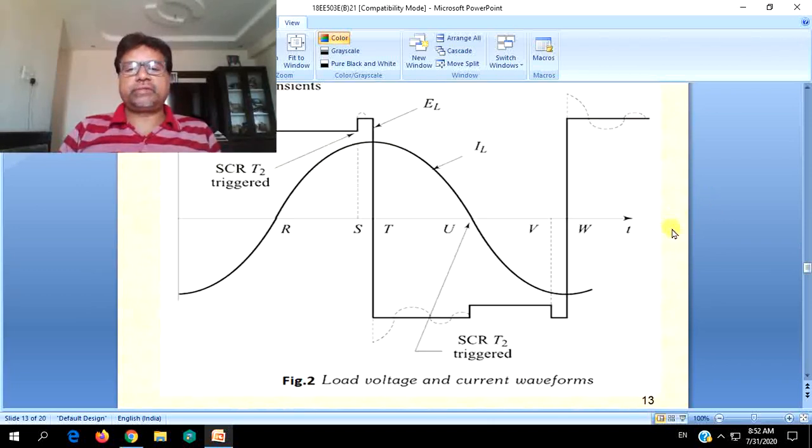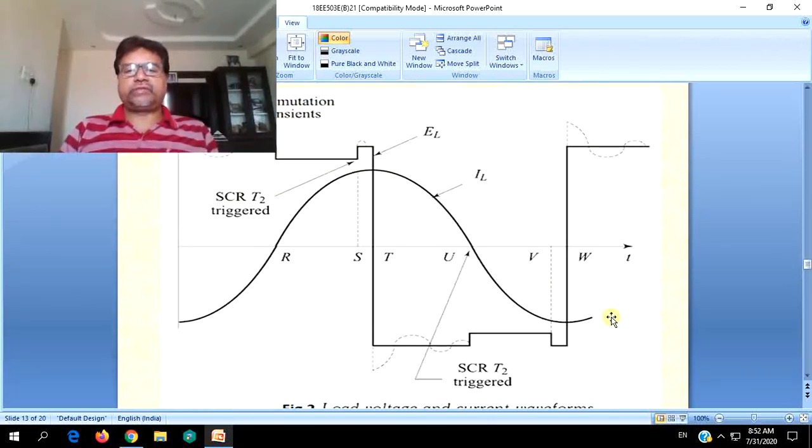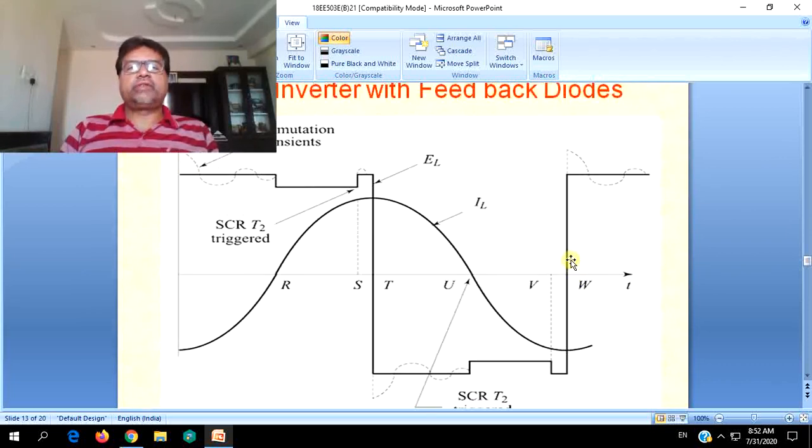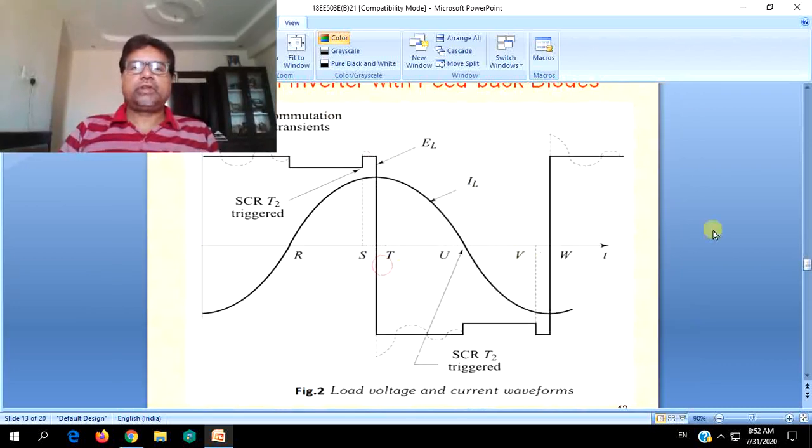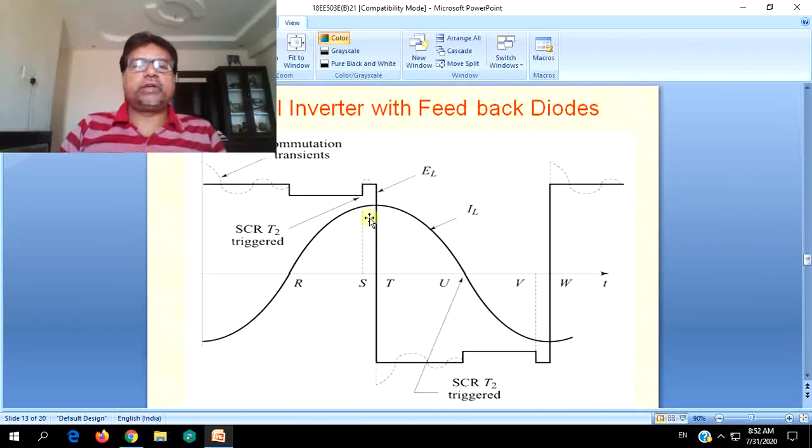Just go through the same waveforms, load voltage and current waveforms, for the parallel inverter with feedback diodes, where the load voltage is EL or VL and the current, which is shown as almost sinusoidal, is IL. This is shown because of the inductive nature.